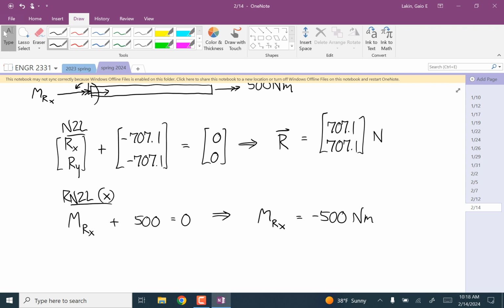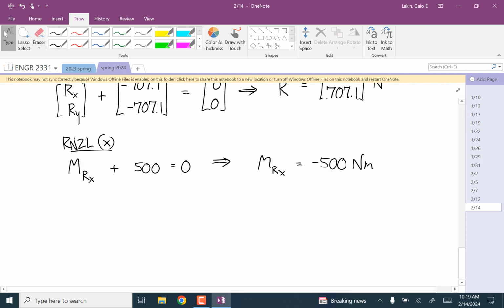So that says that this couple is actually 500 Newton meters going that way, which obviously you can just tell from eyeballing it if you have to cancel that force on the right end. And now we'll do the Z.